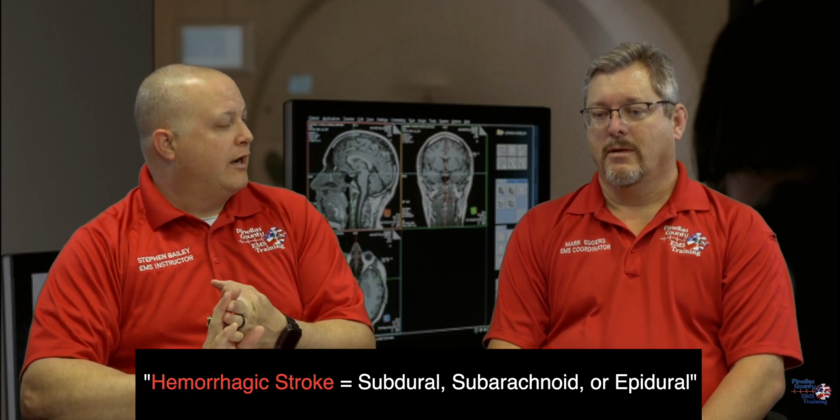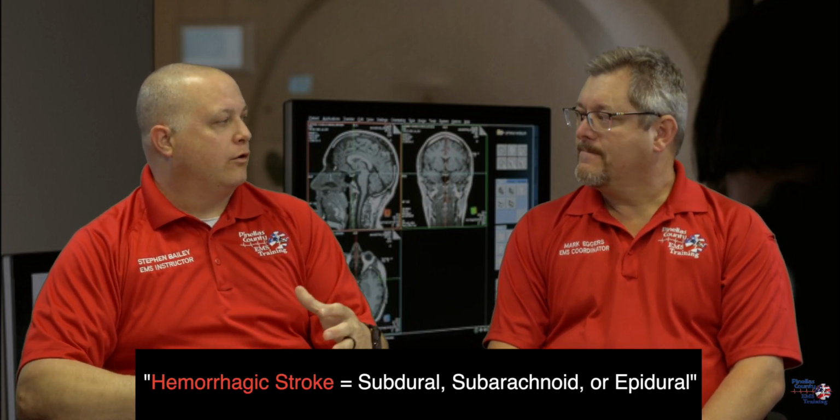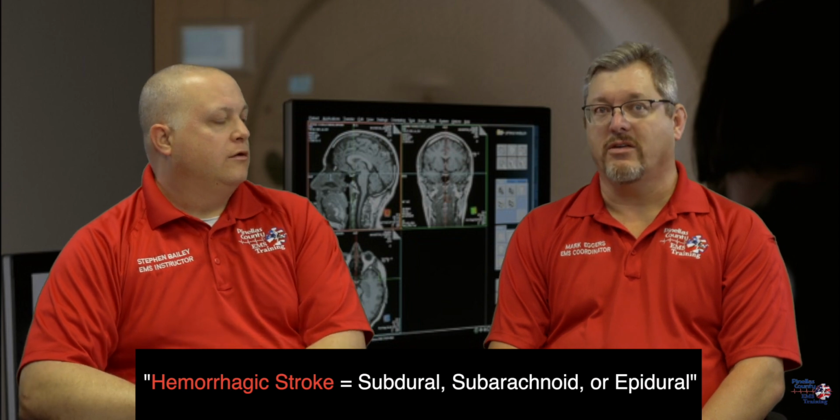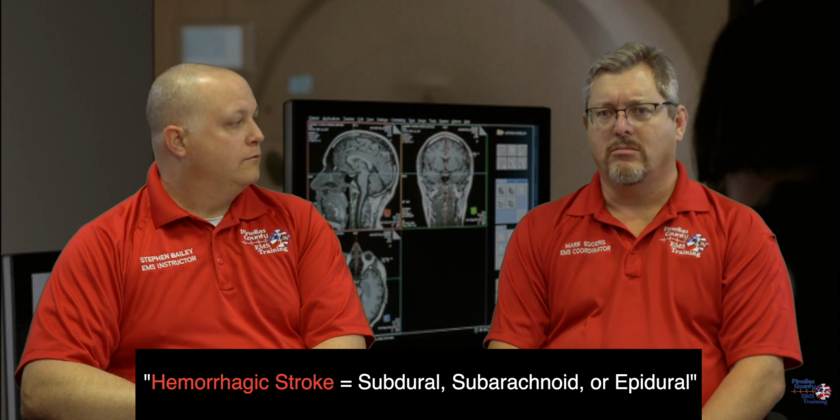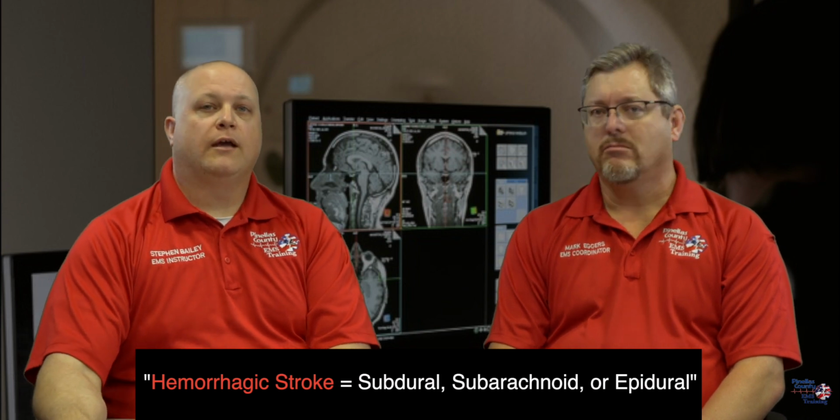So when we talk about hemorrhagic strokes, there's three main hemorrhagic strokes, and it really has to do with the location of where they're at. Exactly. So you've got subdural, subarachnoid, and epidural. We'll go into those a little further.